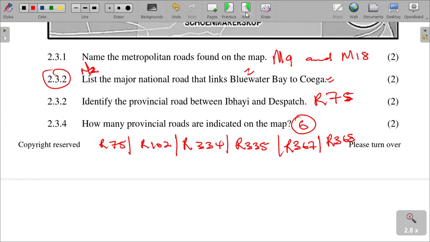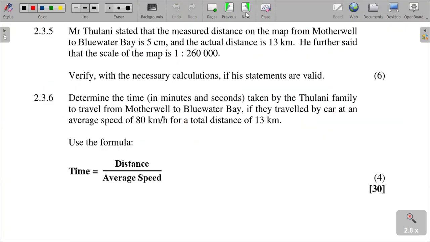So we can just go to the next question. Mr. Tulani stated that the measured distance on the map from Motherwell to Blue Water is 5 centimeters and the actual distance is 13 kilometers. He further said that the scale on the map is 1 to 26,000. Verify with the necessary calculations if the statements are valid.